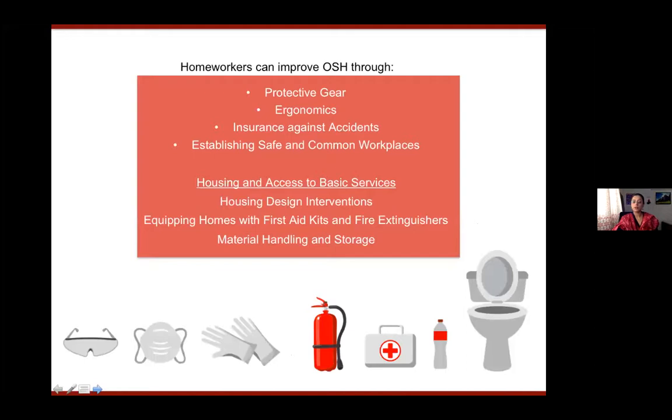We've also described how the situation of home workers can be improved, OSH issues. So, for example, through protective gears, ergonomics, insurance against accidents, establishing safe and common workplaces, housing design intervention, equipping homes with first aid kits and fire extinguishers, and material handling and storage. Again, we've picked some good practices from the field and added to the toolkit.